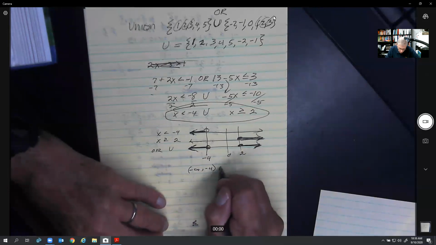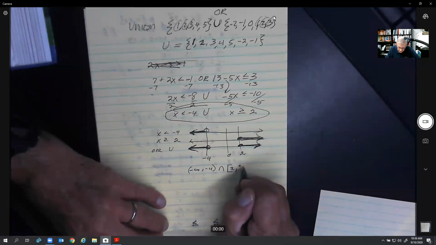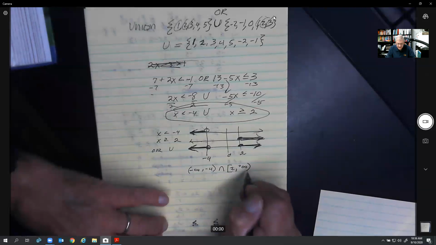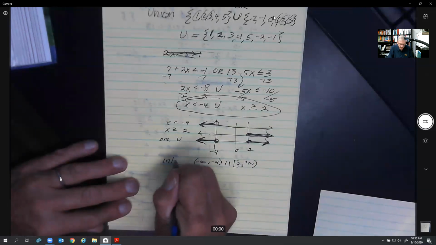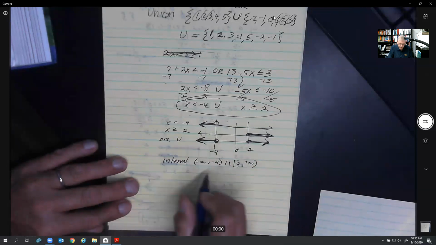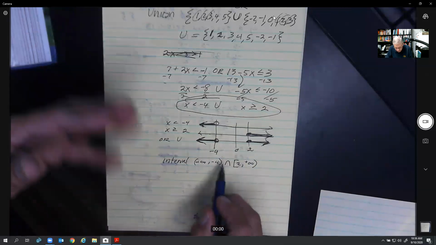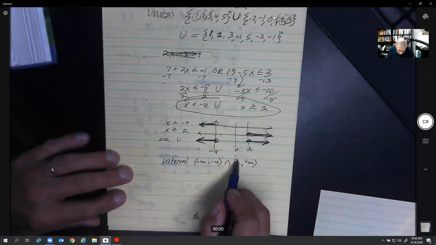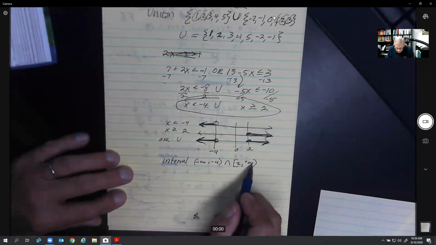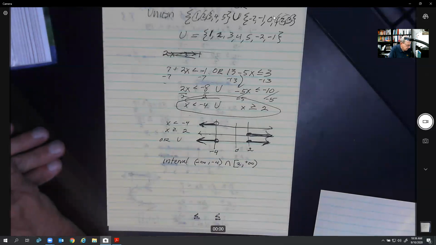Or you could write union, and it starts exactly at 2, and it ends at positive infinity. And that's how we would write it in interval notation. Where it starts, it kind of stops, takes a little rest, gets some lunch, plays some baseball, and then it picks up again, starts with a 2 and keeps on going. So that's how we would do an or statement.